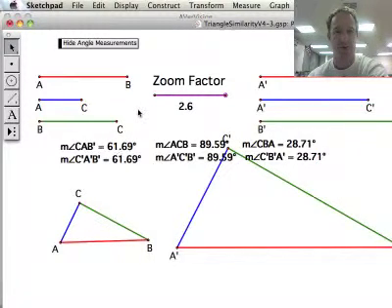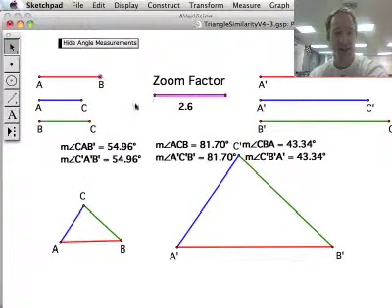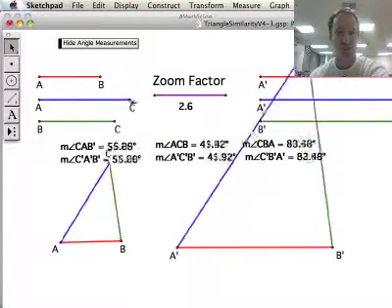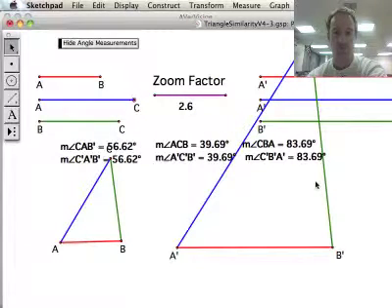These angles are still the same. We can even change the lengths of these sides, and yeah, the angles are going to be the same, but you still have pairs of angles that are the same. 81.7, 43.43. Let's change this one. Zoom factor is still the same. The ratio of the sides is still the same. So are the corresponding angles.